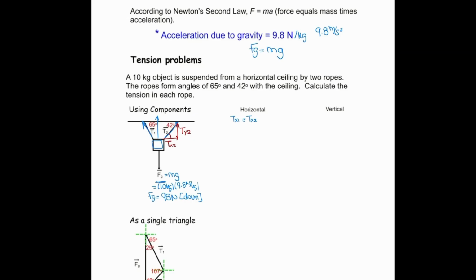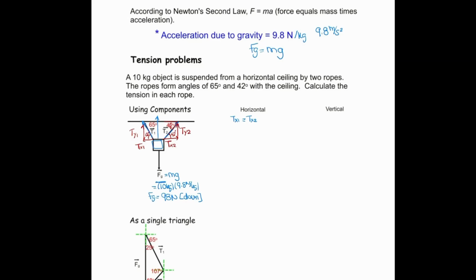If you remember, this is where geometry and remembering how your angles work comes in. So if I have 42 degrees here, this will also be 42 degrees. We're going to do the same thing on the other side. We're going to have a tension force in the x direction for rope number 1, and also a tension force in the y direction for rope number 1. And this angle is 65 degrees.